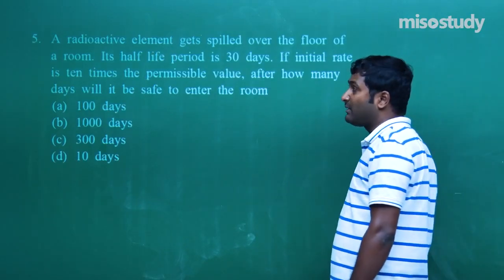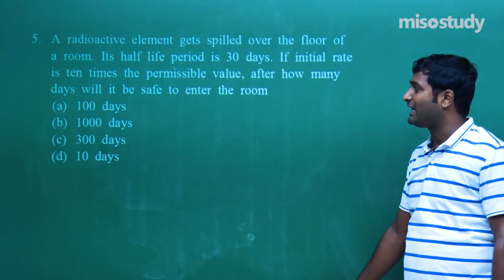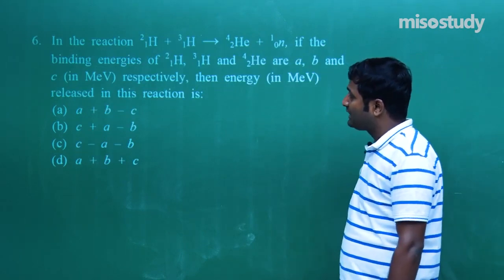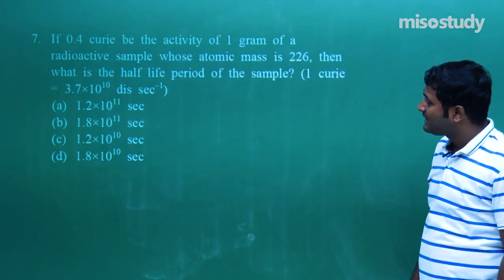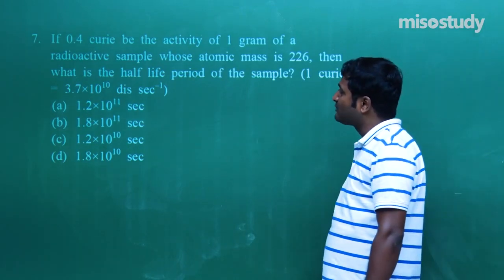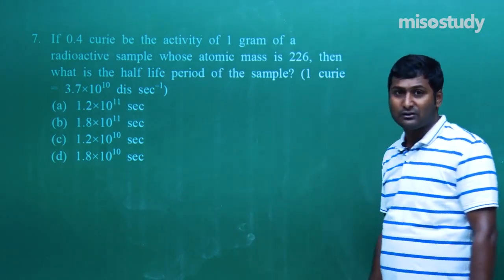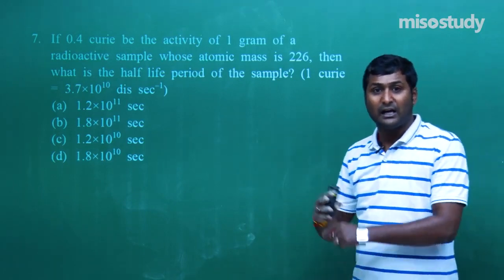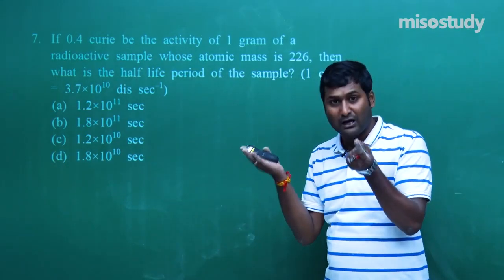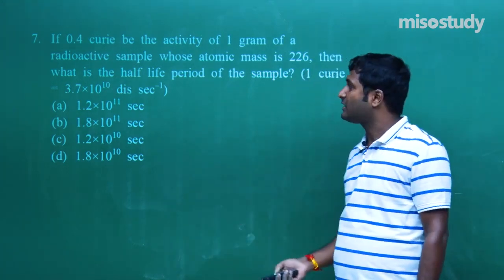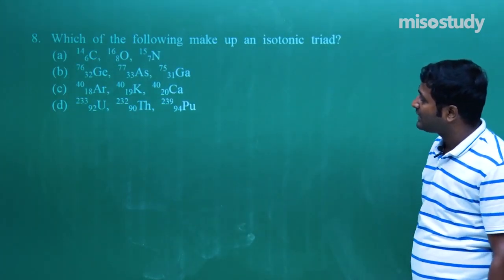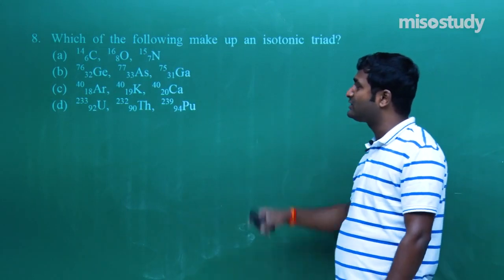For question number 5, I have given the detailed solution. A is the correct option. For question number 6, C is the correct option. For question number 7, A is the correct option. I have also given a detailed solution. If there is any confusion, then you can solve my calculation, then definitely you will get the answer. For question number 8, what are the correct options? A and B. This is a multiple choice question.